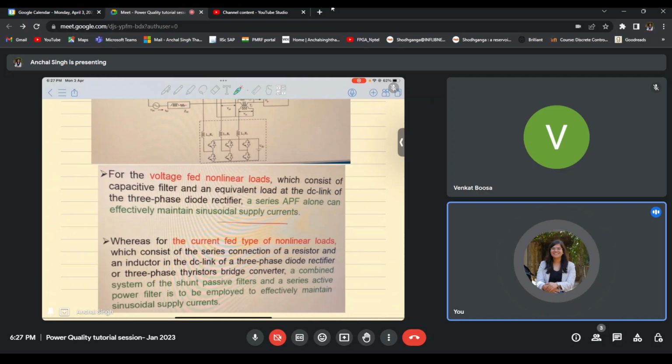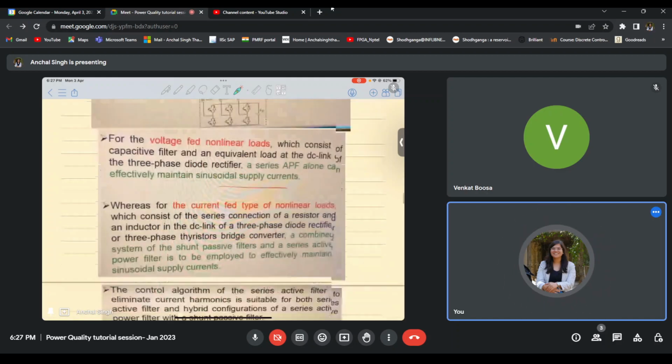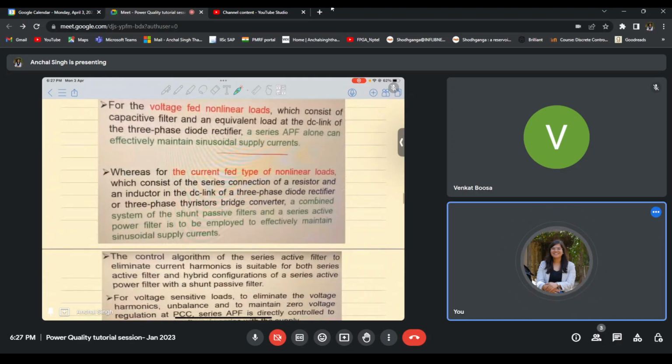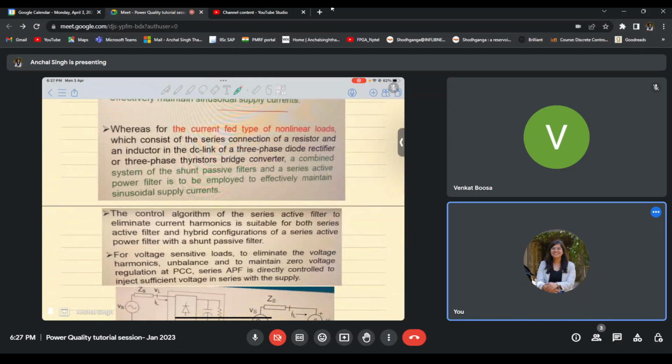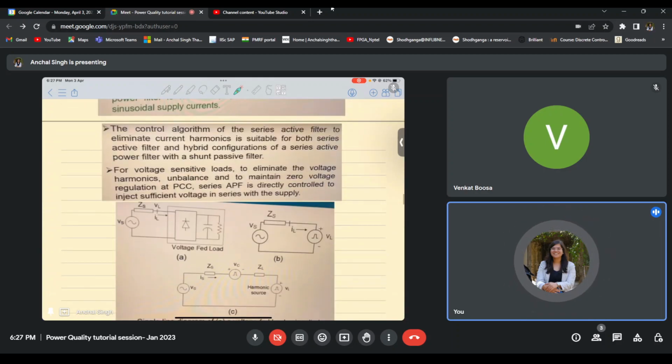current power quality problems. Similarly, we can say the same about current, and you can apply the same analogy to current fed type of nonlinear loads. Now, the control algorithm for series active filter to eliminate current harmonics is suitable for both series active filter and hybrid configurations of a series active filter. And for voltage sensitive loads, to eliminate the voltage harmonic unbalance and maintain zero voltage regulation at point of common coupling, series active power filter is directly controlled to inject sufficient voltage in series with the supply.